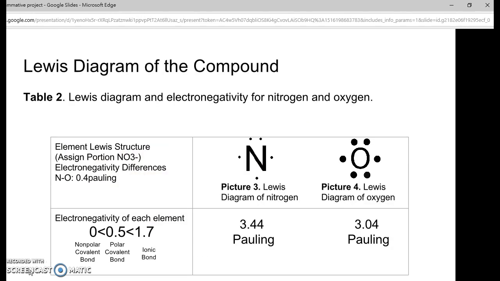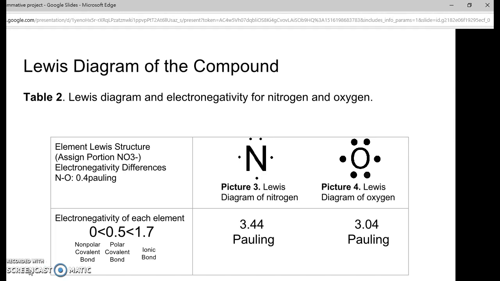As you can see from the structure, the potassium ion is connected to the nitrate. So we will now first introduce the nitrate. A nitrate consists of two elements, oxygen and nitrogen. The Lewis dot diagrams of these two elements are represented in pictures 3 and 4.